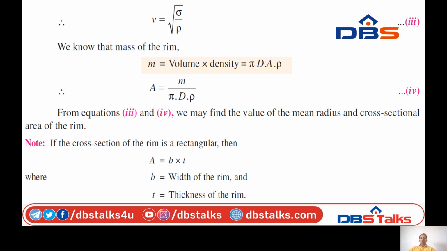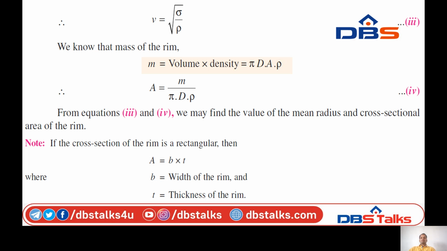So we know the mass. Actually, what we need to measure is the dimensions of the rim. Dimensions means the mass or weight of the rim, and the size: how much diameter, how much breadth or thickness of the rim. That is what we need to find out.